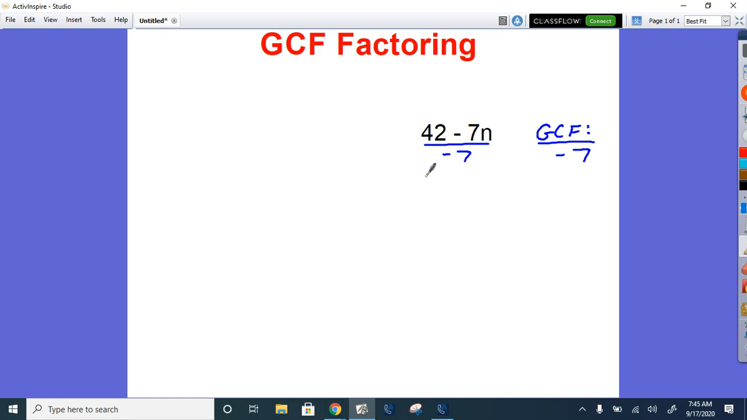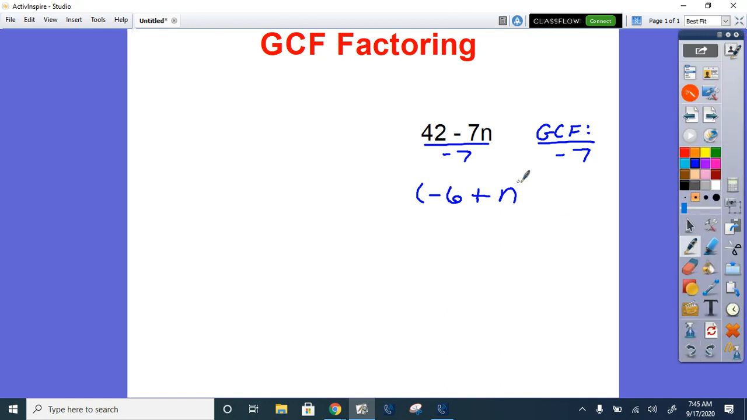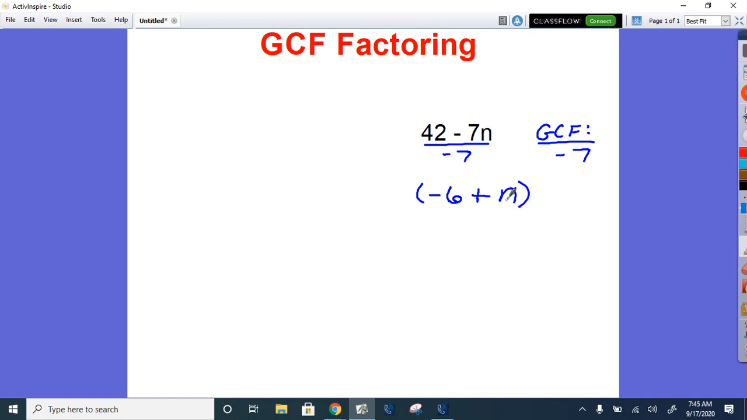Okay? Now I divide them individually. 42 divided by negative 7 is negative 6. Your sign rule will still apply. And then negative 7 divided by negative 7 becomes a positive 1n. If you do write the 1 in, it's not the end of the world. Typically, though, I don't write the 1 in because it's understood that this n is a single n, 1n. That negative 7 comes outside my parenthesis here, and I would say it is negative 7 times the quantity of negative 6 plus n. Okay? Quick little distributive property to double check, and it will check out in that case.